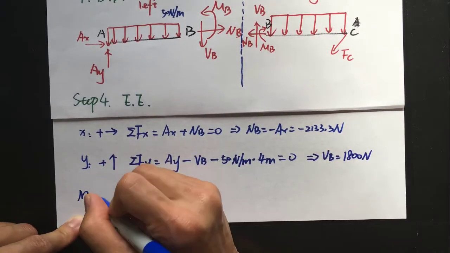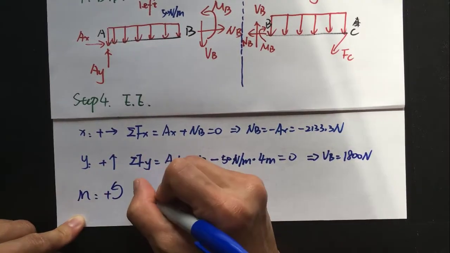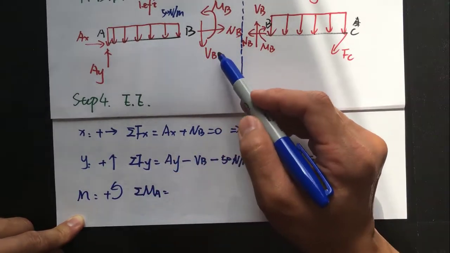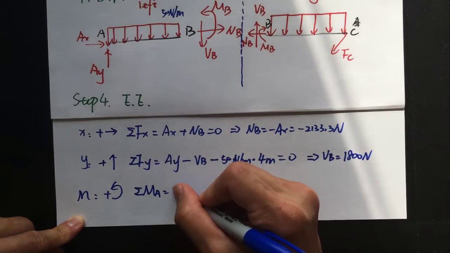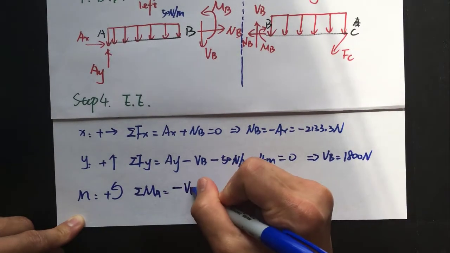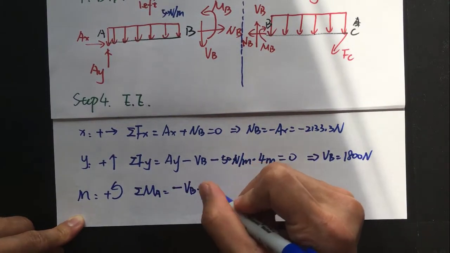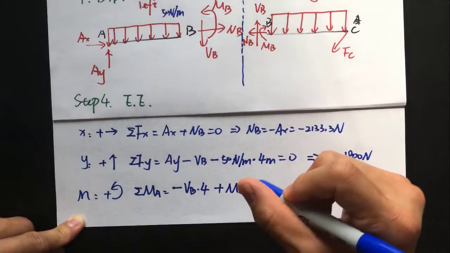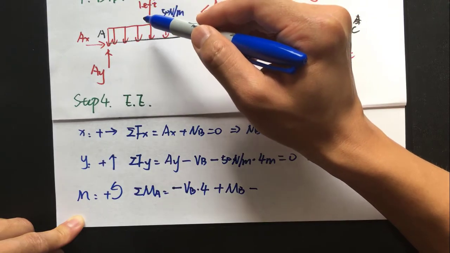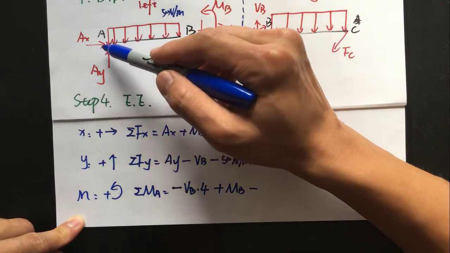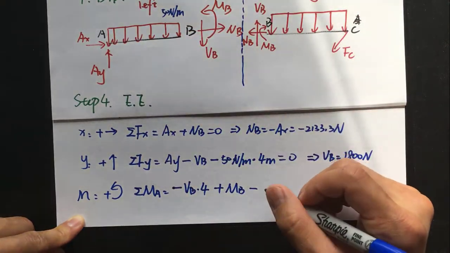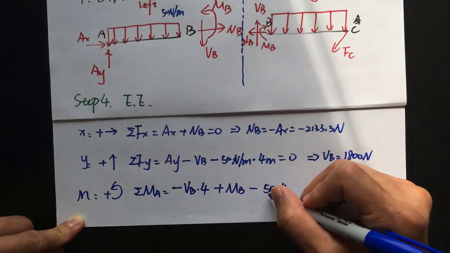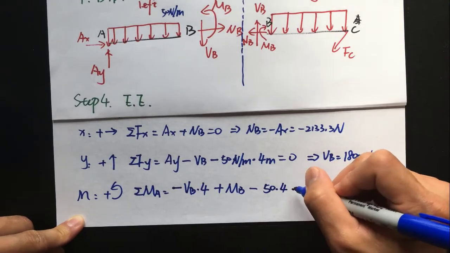And we also have the moment equation, positive direction, summation of the moment about point A. Because VB could cause moment about point A, it's negative VB times 4, which is the distance, plus this MB, the bending moment, and minus this distributed load, which will also cause a moment about point A. That would be 50 times 4, which is the magnitude of the total distributed load, times the distance, which is 2.